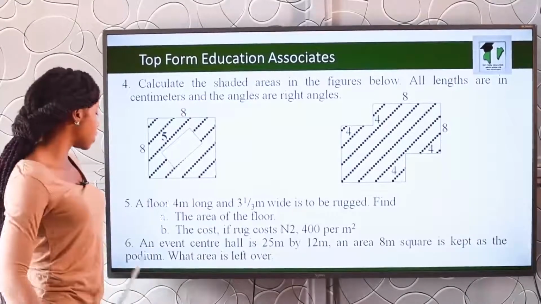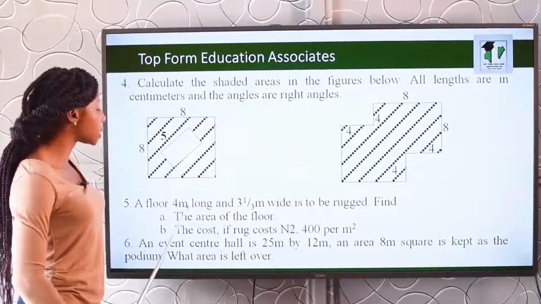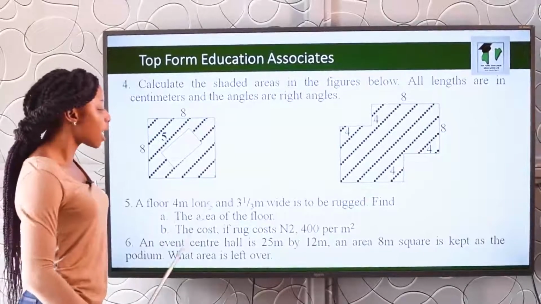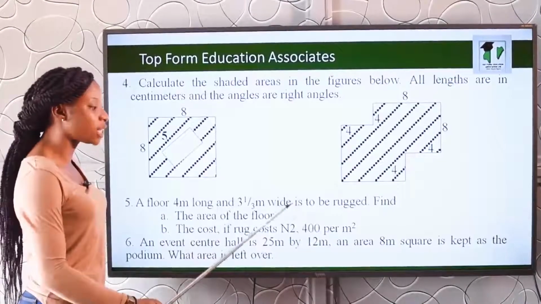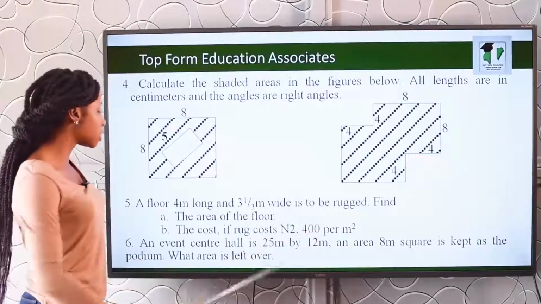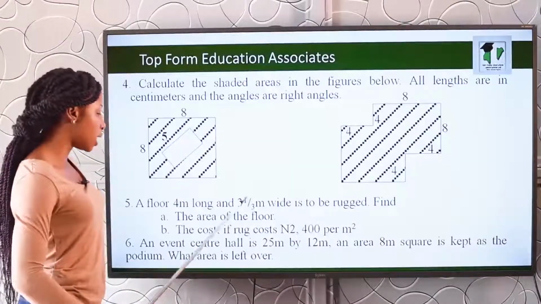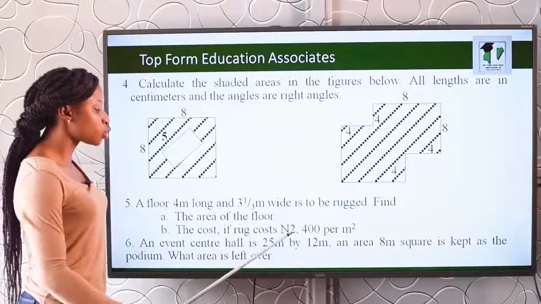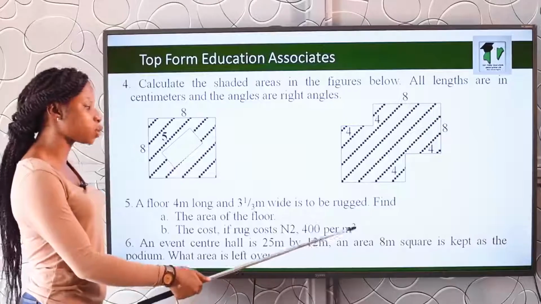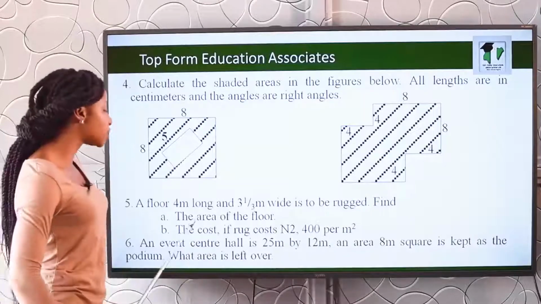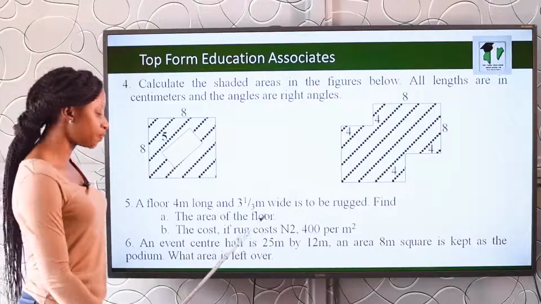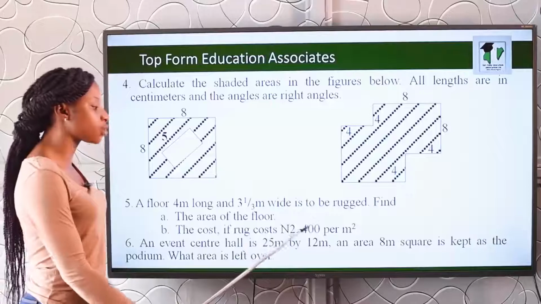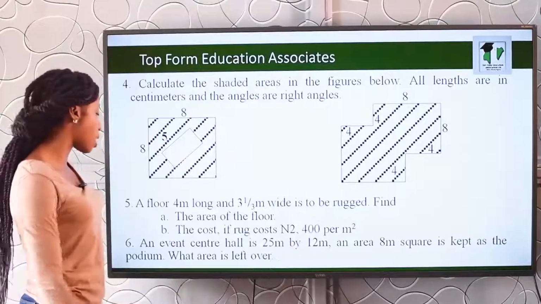Number 5, a floor 4 meter long and 3.5 meter wide is to be rugged. Find the area of the floor. B. Find the cost if the rug costs 2,400 naira per meter square. The first thing to do is to find the area of the floor. Then we find the cost of the rug if the rug costs 2,400 naira per meter square.